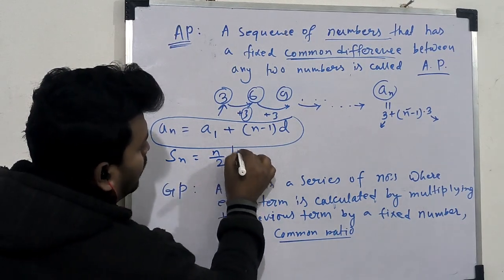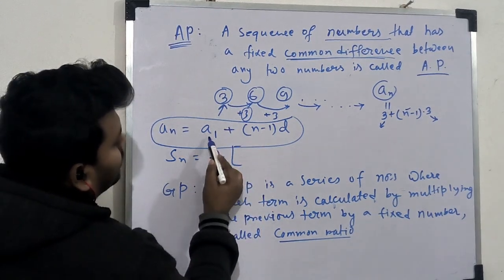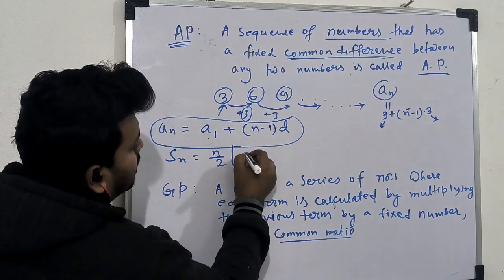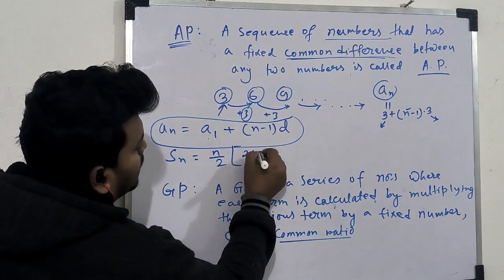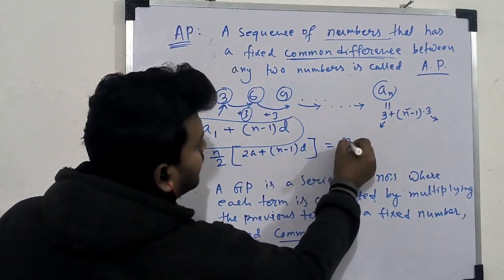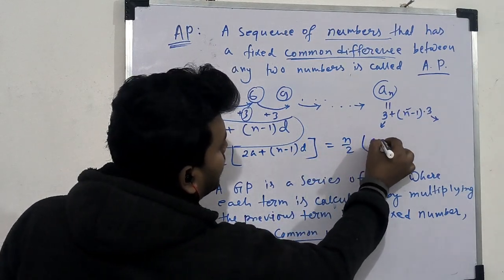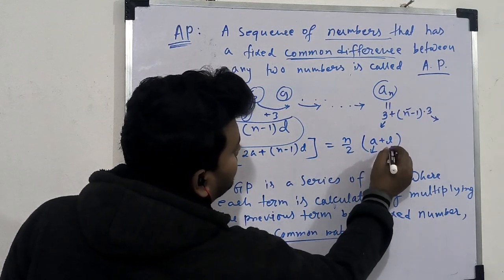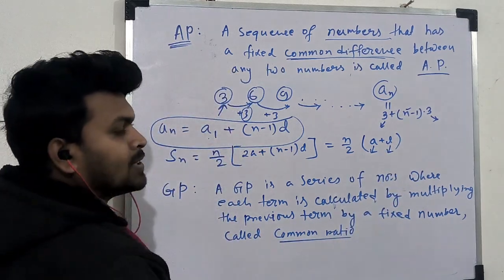And the sum of n terms will be n by 2 into the first term, second term, third term. So therefore we will get n by 2 into 2a plus n minus 1 into d, and that is also n by 2 into a plus l, where a is the first term, l is the last term of the series.